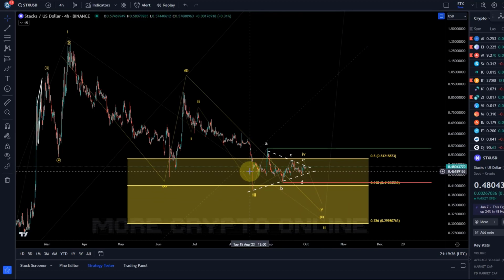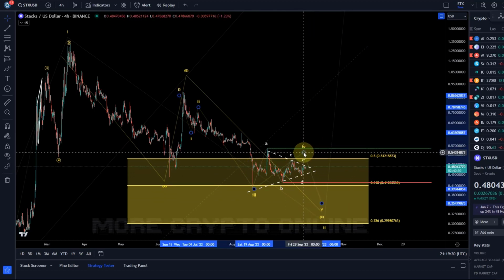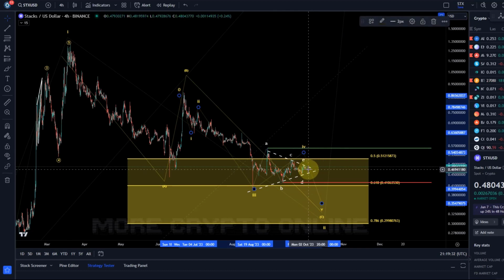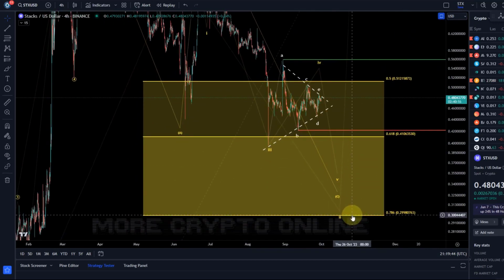It just moved sideways, and I count that here as a wave 4 at the moment. Pretty much like BNB in a very similar structure, short term it could break to the downside, and the next support level is at 41 cents. That's the 61.8 retracement level.